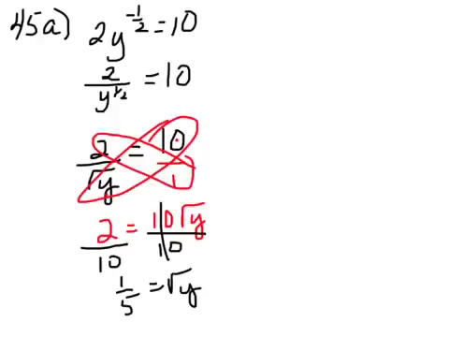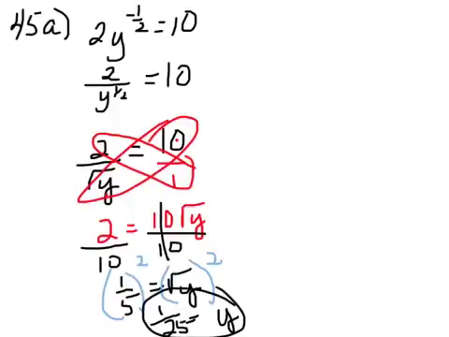Now what am I going to do to get y out from under that radical? What's the opposite of square rooting something? I could square both sides. If I square the square root of y, I just get y. And if I square 1/5, 1 times 1 on top is 1, and on the bottom, 5 times 5 is 25. I get y equals 1 over 25.